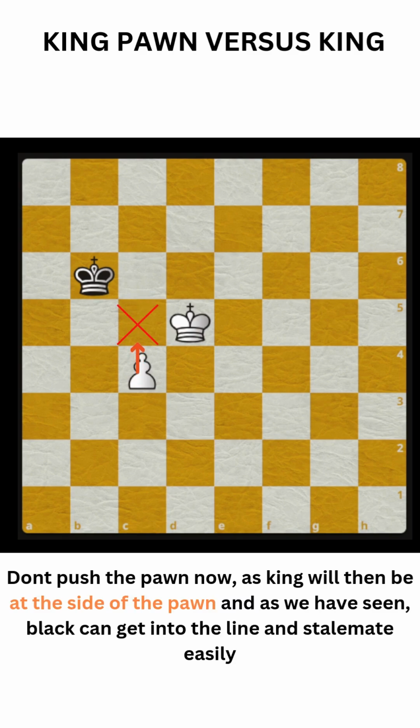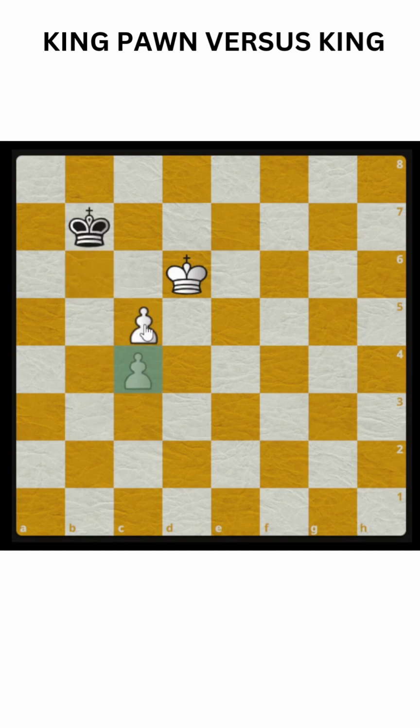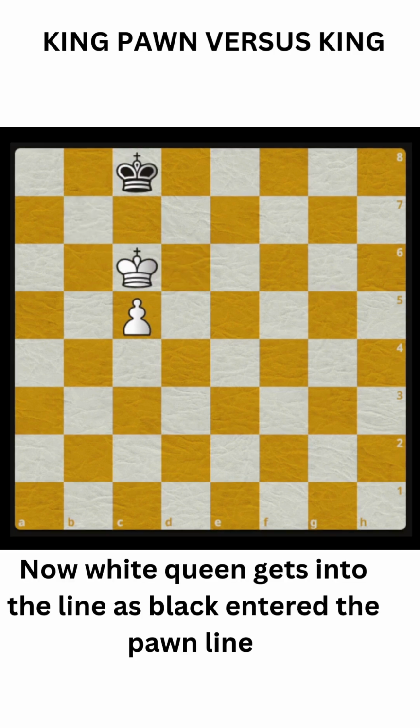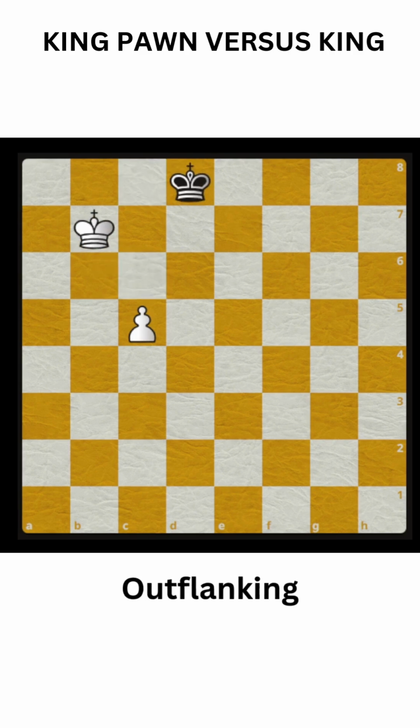Don't push the pawn now, as the king will then be at the side of the pawn, and as we have seen, black can get into the line and stalemate easily. Now the white king gets into the line as black enters the pawn line. Outflanking.